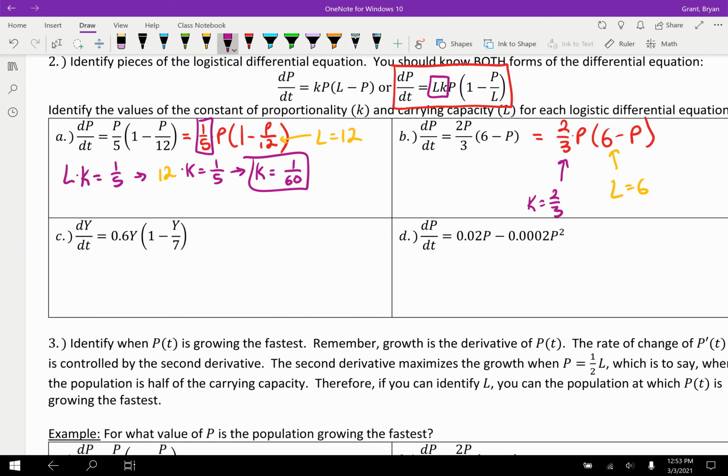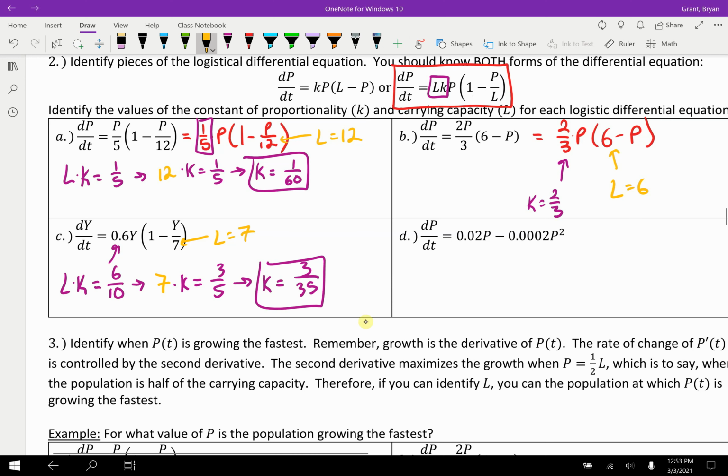Part C, unfortunately, again, fits that second format, so we'll do the same thing as before. We can at least identify L here. We can see that L is 7. And then we know that L times k has to equal the 0.6 that's out front. I'm actually going to write that as a fraction. I'll write it as 6/10. That's how we say it, isn't it? And then since we know L is 7, unknown k, and then 6/10 I think even reduces, doesn't it, to 3/5? We hopefully can see you multiply by 1/7, and that finds us that k is 3/35.